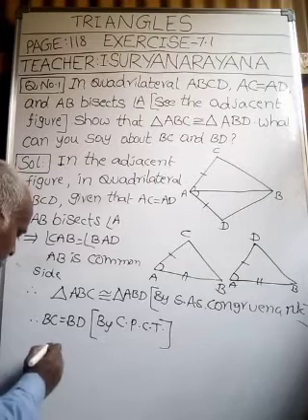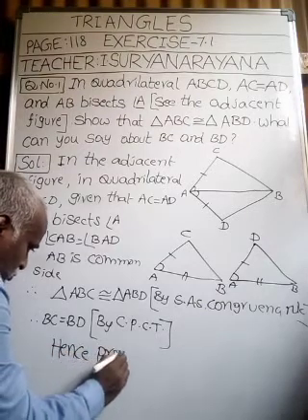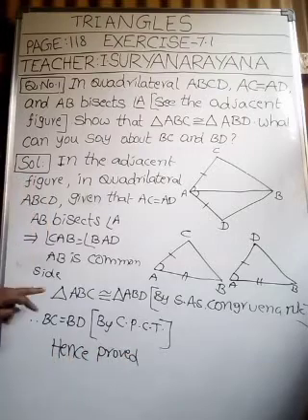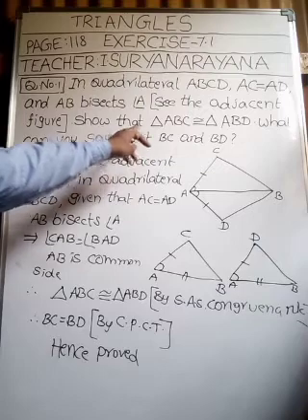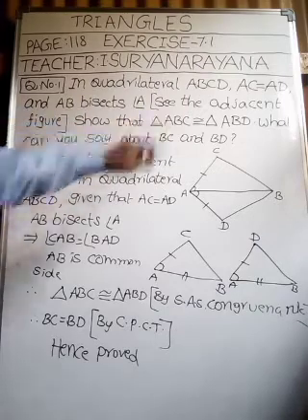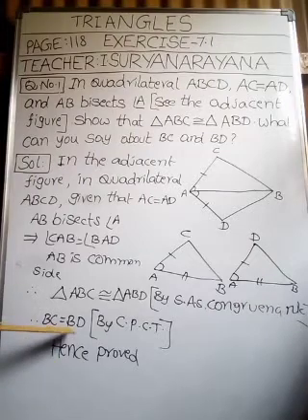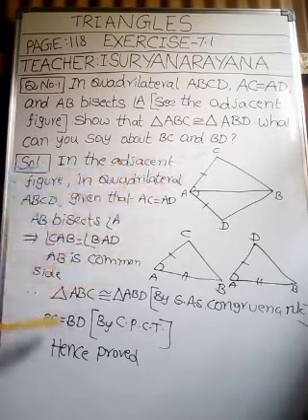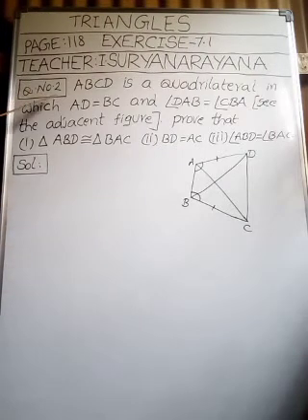Right. Hence proved. We have proved that triangle ABC is congruent to triangle ABD. What is asked here? We have to prove that triangle ABC is congruent to triangle ABD. We have proved. And we wrote the relation between the sides BC and BD. They are equal. Understood this point, my children? Right. Now come to question number 2.